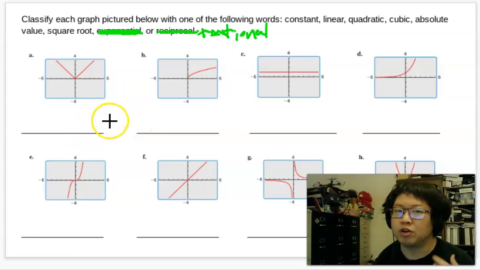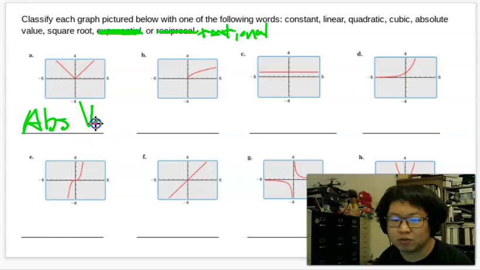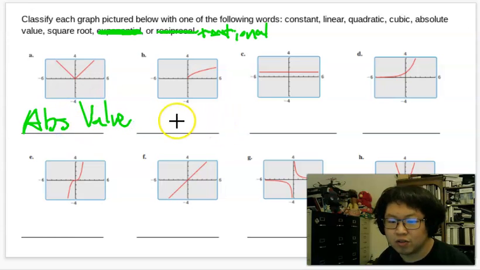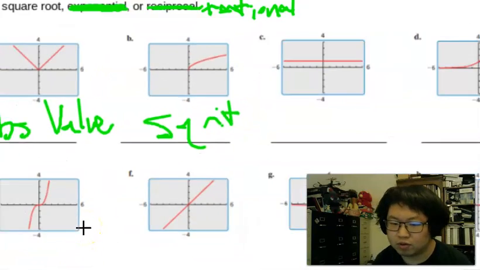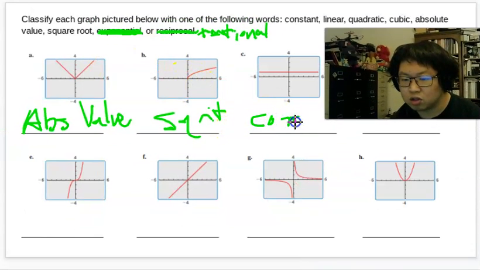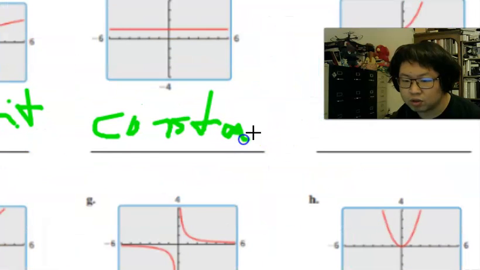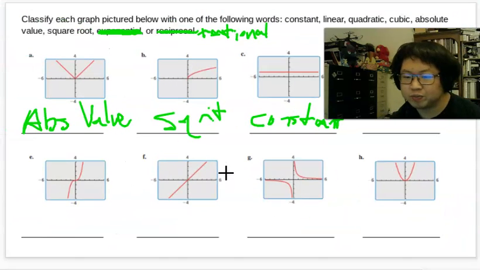All right, hopefully you got to try that one out for yourself here. I'll go ahead and write out what each of these are. This one should be the absolute value. This one is the square root, or squirt. Out here, this one is the constant. My picture's in the way, sorry guys. That one's the constant function.